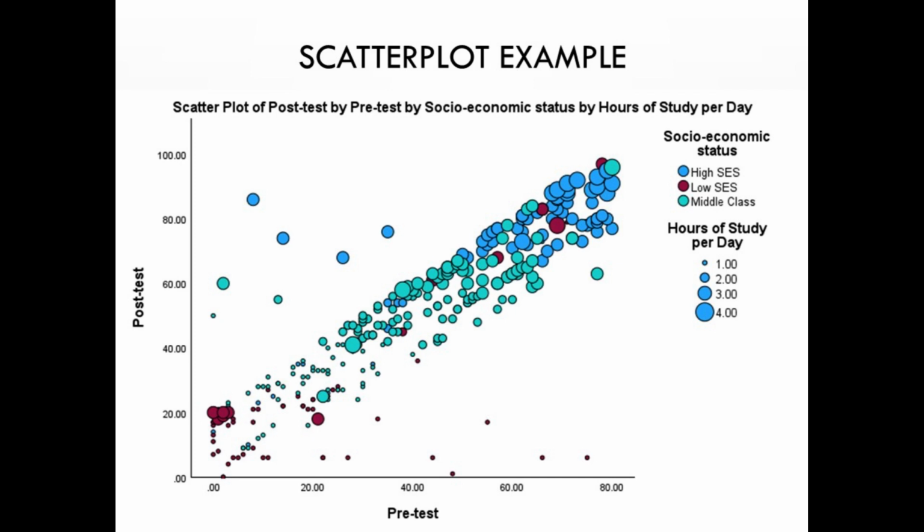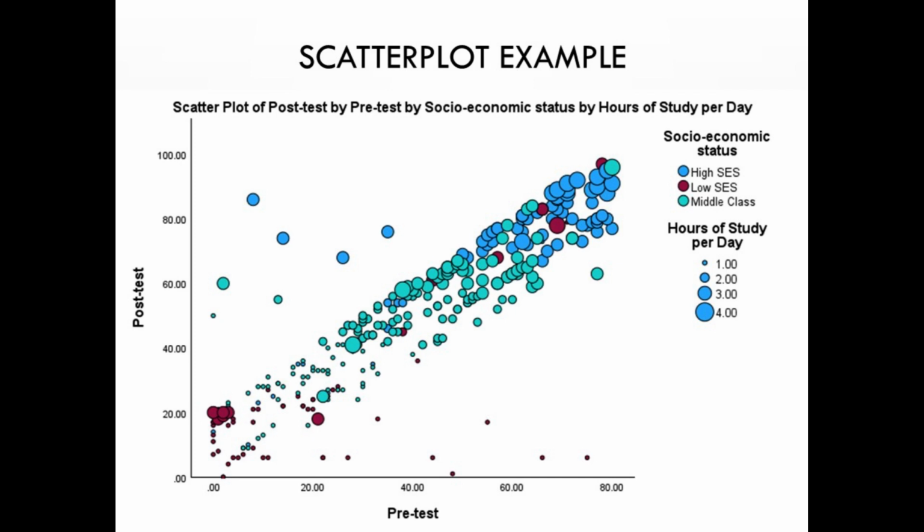For instance, we can use different colors or different types of markers to represent the values of a categorical variable. In this example, the colors represent student socioeconomic status. We can see that the color blue, which represents a higher socioeconomic status, is more prevalent among individuals with higher scores, whereas the color red, which represents lower socioeconomic status, is more prevalent among individuals with lower test scores.